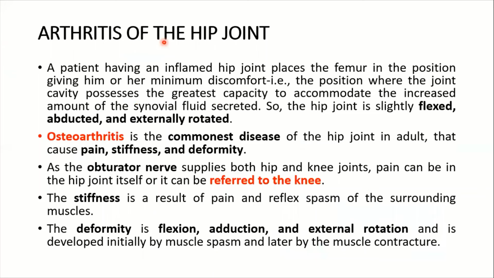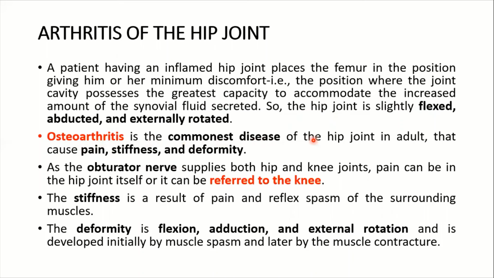So the arthritis of the hip joint: a patient having an inflamed hip joint places the femur in the position giving him or her minimum discomfort. That is the position where the joint cavity possesses the greatest capacity to accommodate the increased amount of synovial fluid secreted. So that position of the hip joint is slightly flexed, abducted, and externally rotated.